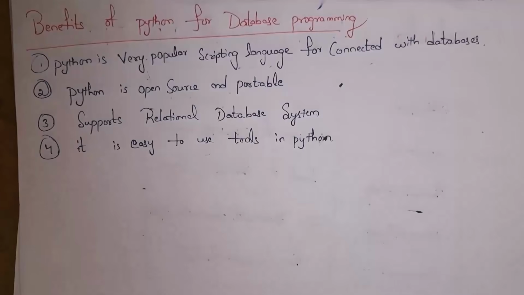And Python supports relational database systems. And the last benefit is that it is easy to use tools in Python. In Python there are various tools available for database programming. These are four benefits of Python for database programming.